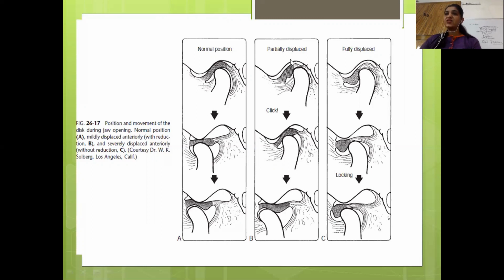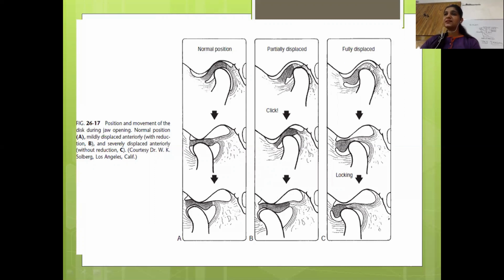In a partially displaced disc, we can see that the disc is a little anterior to the condylar head, and when the patient opens the mouth, there is a click sound because it comes under the impression of the disc, and then when it moves more anteriorly, the disc appears most posteriorly.